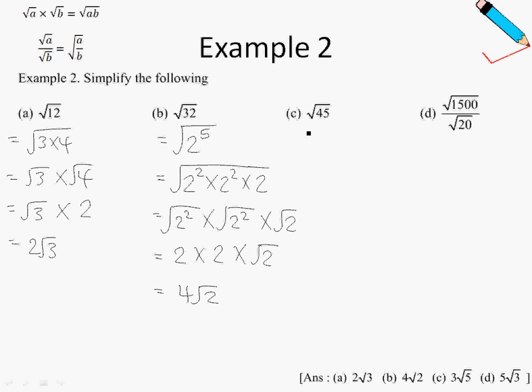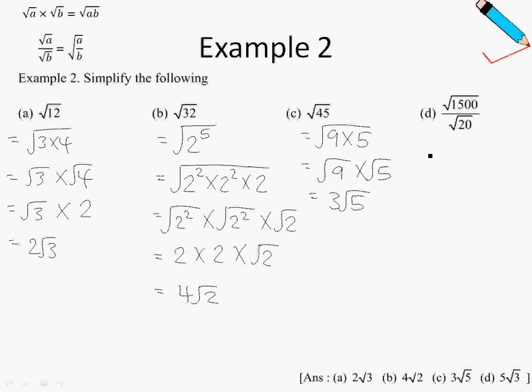Okay, moving on. 45 can be broken down to be 9 times 5. Okay, and this can be broken down to root 9 times root 5. Okay, and root of 9 is just 3. Okay, times root 5, so I just get 3 root 5.